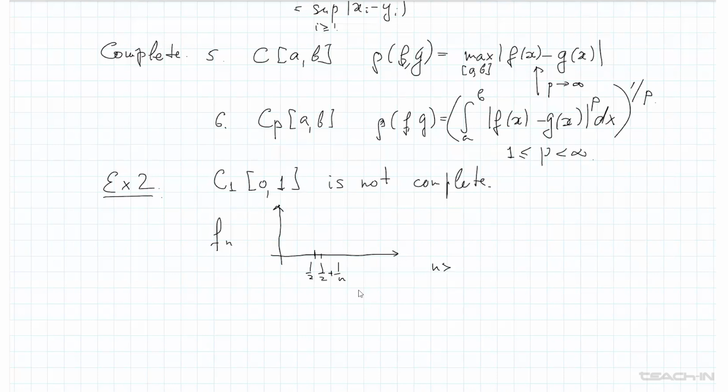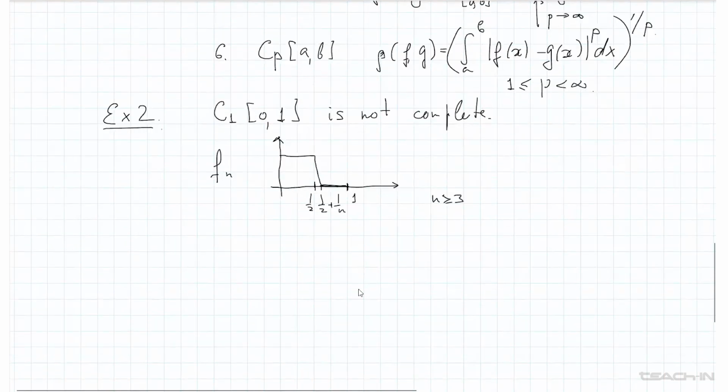Something like an interval at 1/2, and n is sufficient. For example, such. Then here we take 1. Here we take the linear part, and then we have 0. Is it clear that in this metric this sequence is fundamental? Try to write the common formula for the distance between the function with number n and the function with number m.